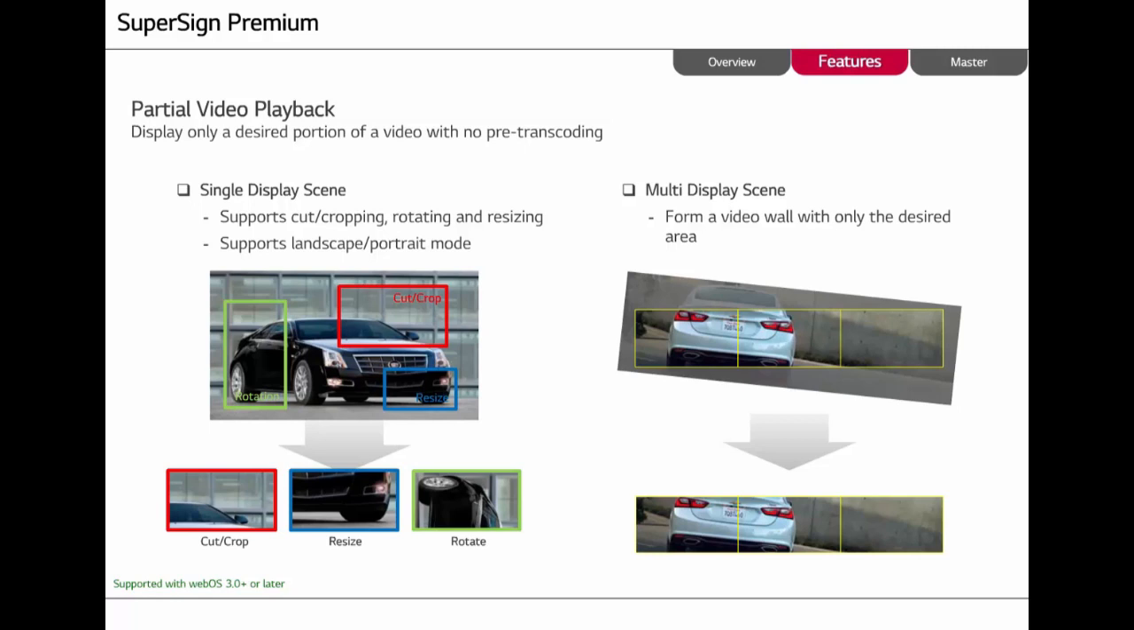With partial video playback, you can specify just the area you would like to be shown, and distribute the original video along with it. Once the display receives those specifications via content distribution, it will automatically show just the desired area and can even rotate it. This feature is especially useful for video wall setups, because it eliminates the long process of cutting and creating new video files.